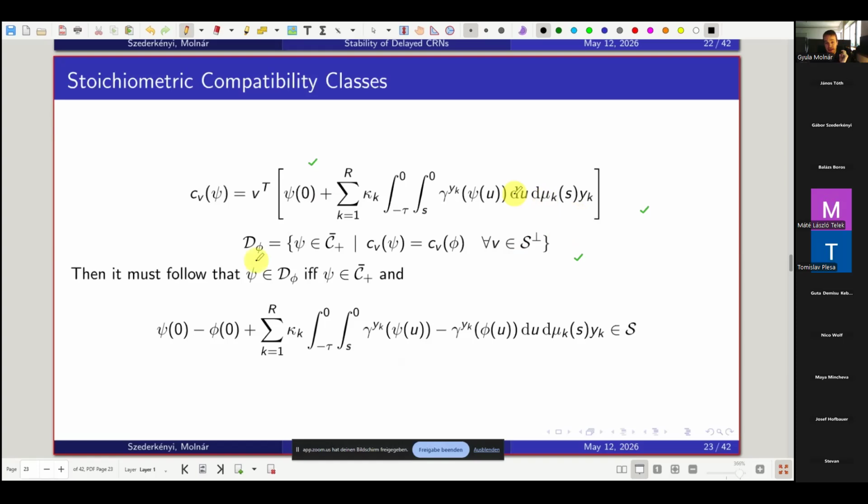So we have something like this, and then two states are in the same stoichiometric compatibility class if this expression in the middle holds. So if this functional evaluates to the same value for each and every v vector taken from the orthogonal complement to the stoichiometric subspace. Then if we take this over to the other side, the right-hand side will be 0, and then we will have something in the form of v transposed times basically the bracketed phrase evaluated for psi and phi.